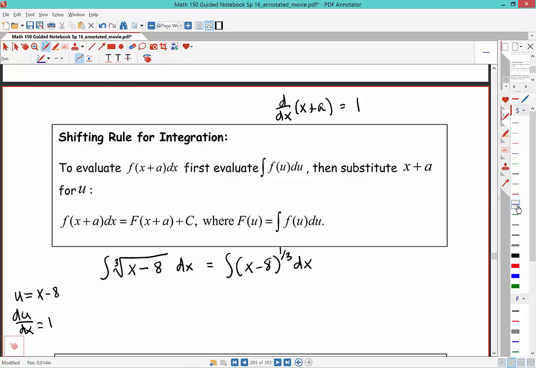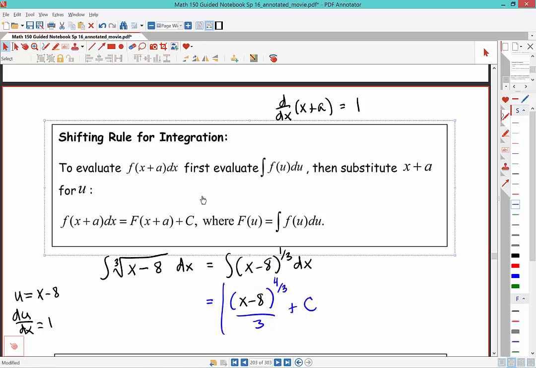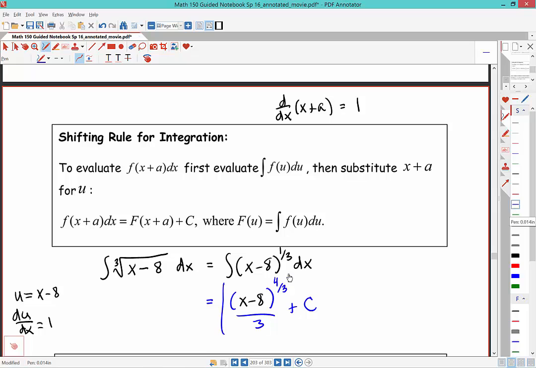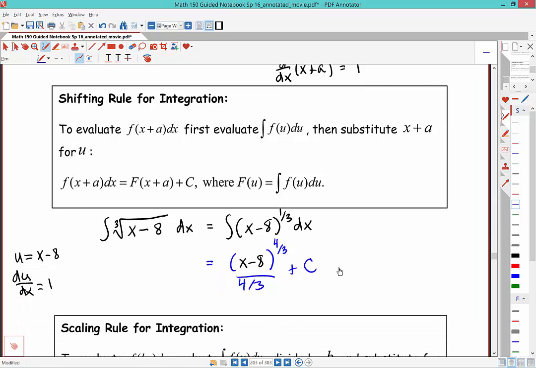And so literally what you'll get here is your something raised to the 4/3 over 3 plus c, and that something is the x minus 8. And I was able to just go directly to that because the derivative with respect to x of x minus 8 is just 1. Okay? Oh, and I'm sorry, it's not over 3. It would be x minus 8 over 4/3, right? Which would give us 3/4 times x minus 8 to the 4/3 plus c.